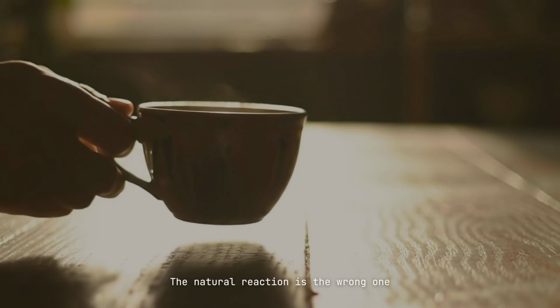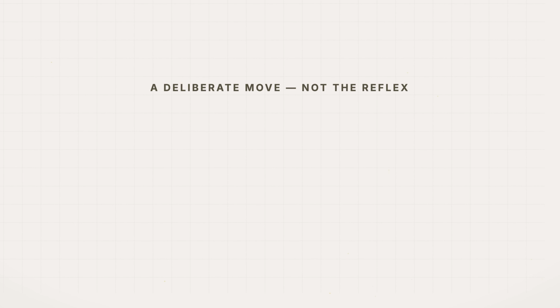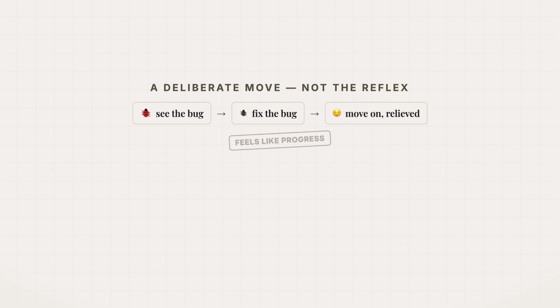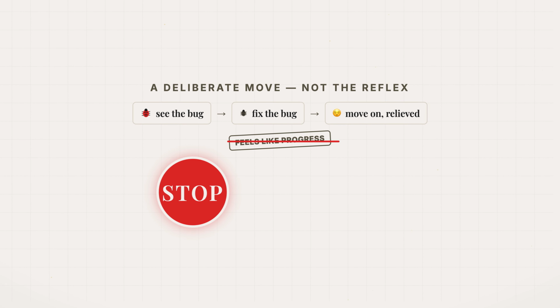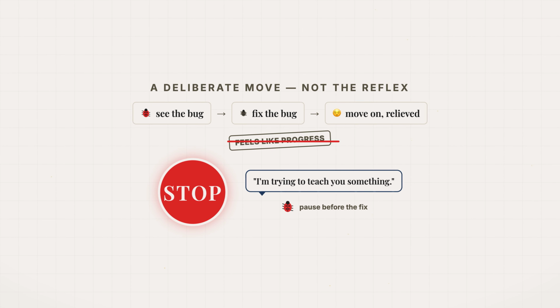So, how does a line actually get on the list? Through a small, deliberate move you make every time a bug gets past you. And the key word is deliberate, because the natural reaction to a bug is the wrong one. The natural reaction is see the bug, fix the bug, move on, relieved. That feels like progress. It isn't, not the kind that lasts. You fix this one instance. You did nothing to stop the next one. So the first half of the move is just stop. A bug slipped through. Before you touch the fix, you pause, because this bug is trying to teach you something, and the fix is about to make it shut up.